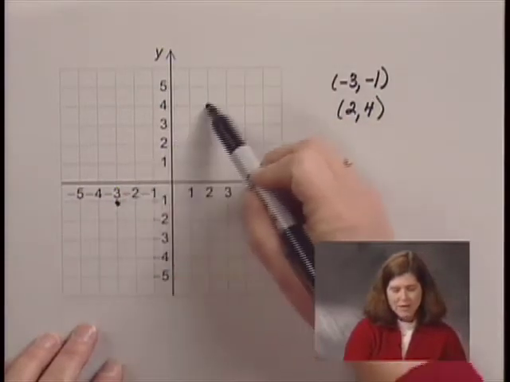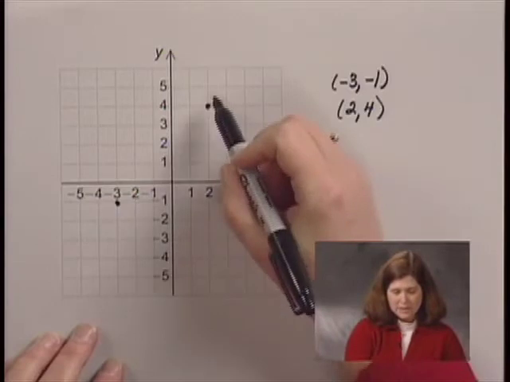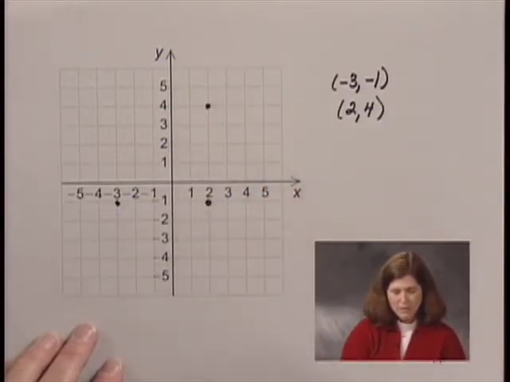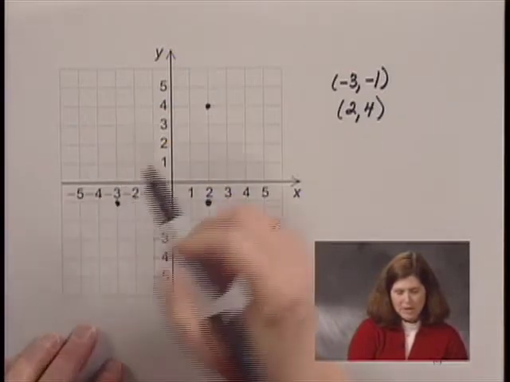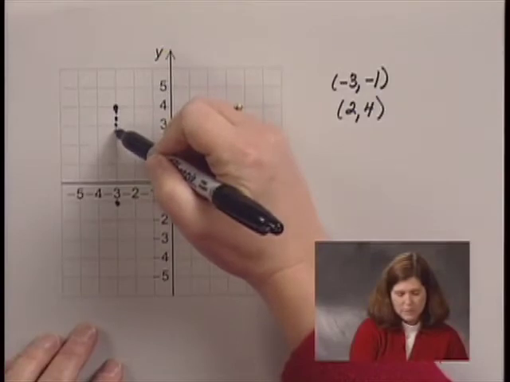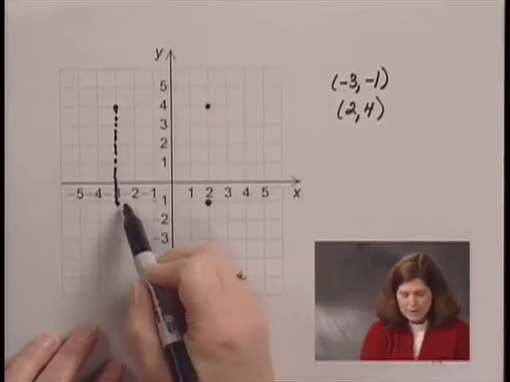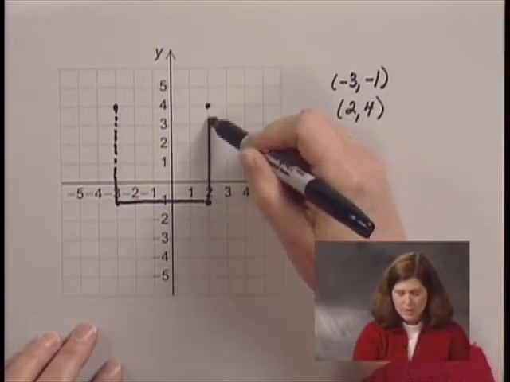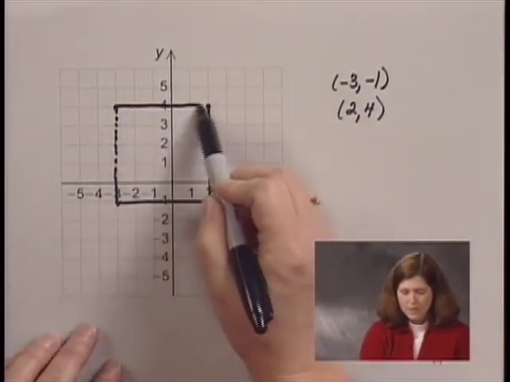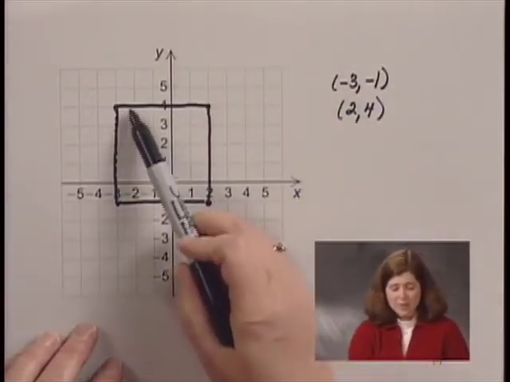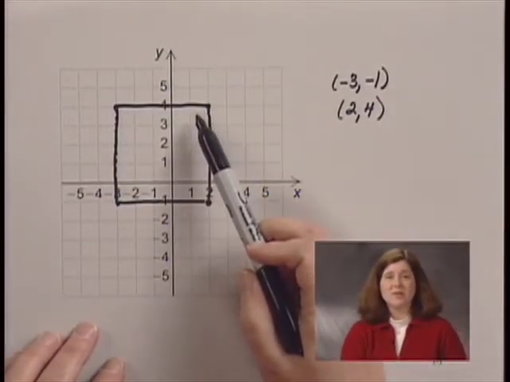This is the diagonal of a square, which means that the other points on the square have to be here at (2, -1), and up here at (-3, 4). So this forms this square. Each side of the square is 1, 2, 3, 4, 5 units long.